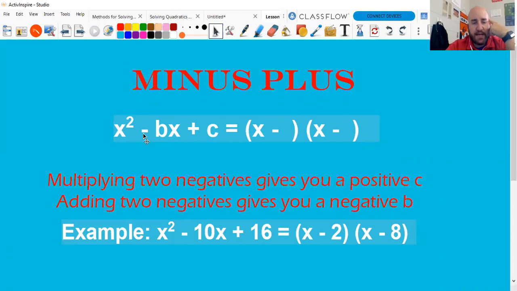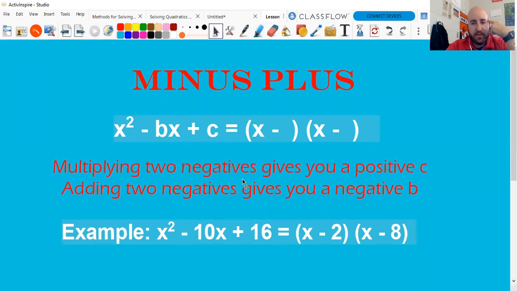So when the first sign is negative and the second sign is positive in my quadratic, both my signs in my factors are going to be negative, because multiplying two negatives, a negative times a negative, will give me a positive C. Adding two negatives, negative something plus negative something, would still give me a negative B. My example is x squared minus 10x plus 16. Again, y'all can pause this for a minute to get it. I'm moving on to the next slide.